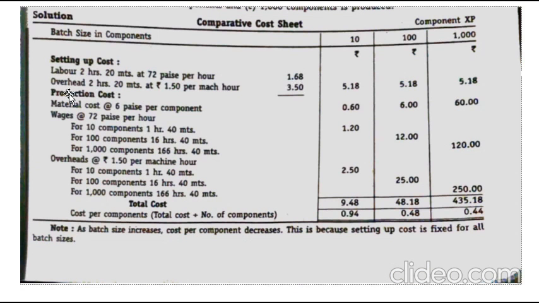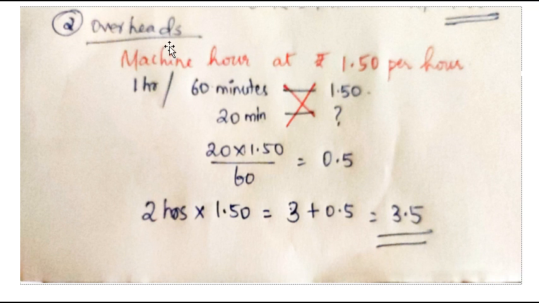Next is your overhead: 2 hours 20 minutes at rupees 1.50 per machine hour. So now we will be calculating it. For 1 hour they have stated 1.50. Then for 20 minutes how much is it? You will again follow the same method. The working note for this overhead will be calculated as follows. So this is a working note. Machine hour at rupees 1.50 per hour. The same method which is used for the labor charges.